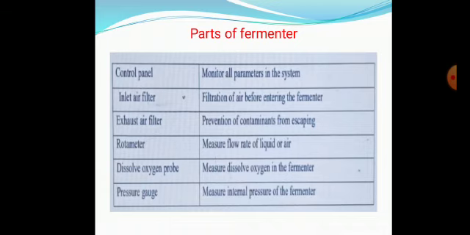And exhaust air filter and inlet air filter will be there to see that pure filtered air goes inside. Rotameter to control the flow rate of the liquid, and oxygen probe will be there to see how much oxygen, because when oxygen reduces, microorganism may die. So how much oxygen is present? When it is less, you have to supply more oxygen. When more oxygen is there, you can reduce the flow. So oxygen probe will be there, and pressure gauge will be there to see the internal pressure of the fermenter. So all these are components of fermenter.